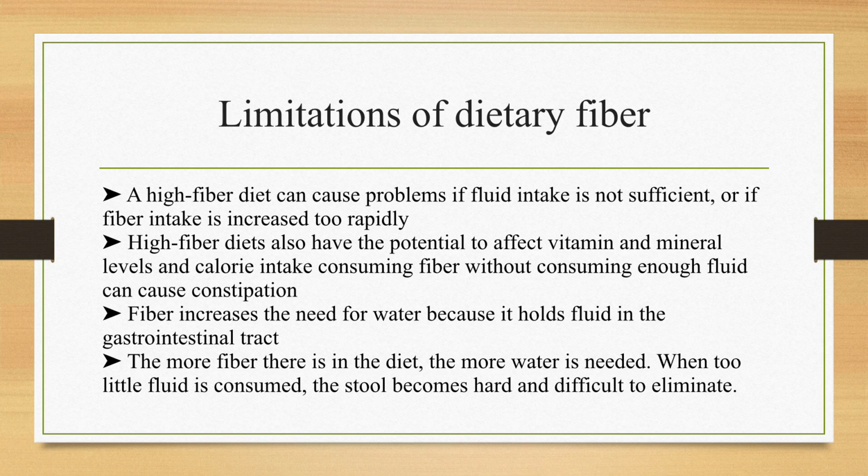So first one is a high fiber diet can cause problems if fluid intake is not sufficient or if fiber intake is increased too rapidly. As we know, soluble dietary fibers dissolve in water, so they increase water absorption and lower the water content in our body. And next, a high fiber diet also has the potential to affect vitamin and mineral level and calorie intake. Consuming fiber without consuming enough fluid can cause constipation. If there is not enough water in our body, it may cause constipation.